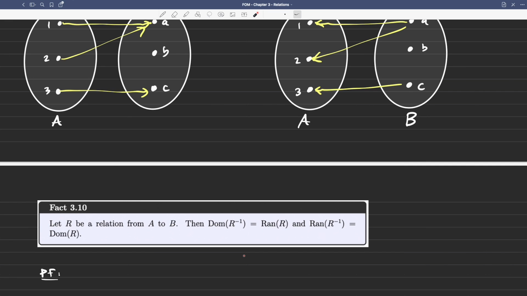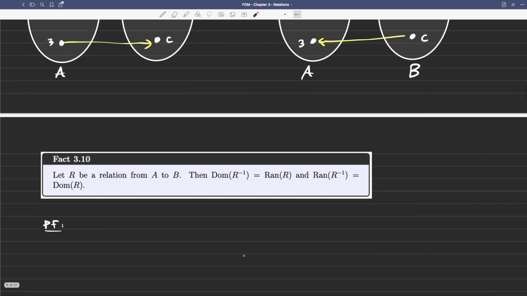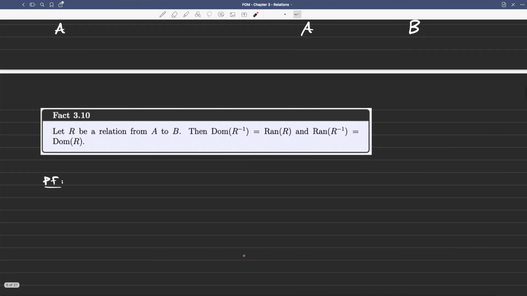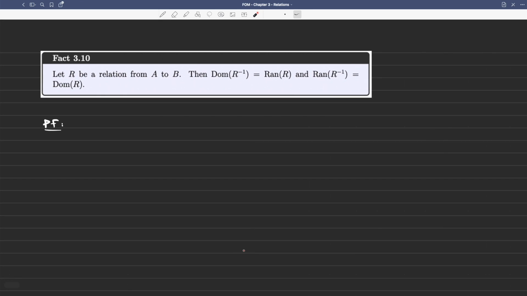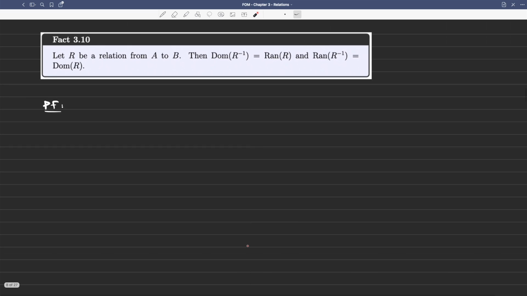The domain of R inverse is the range of the original, and the range of R inverse is the domain of the original. So let's prove at least part of this. Maybe we'll prove this first part here: domain of R inverse equals the range of R, and then I'll leave the other part of it as an exercise for you. So we'll prove just that domain of R inverse equals the range of R.